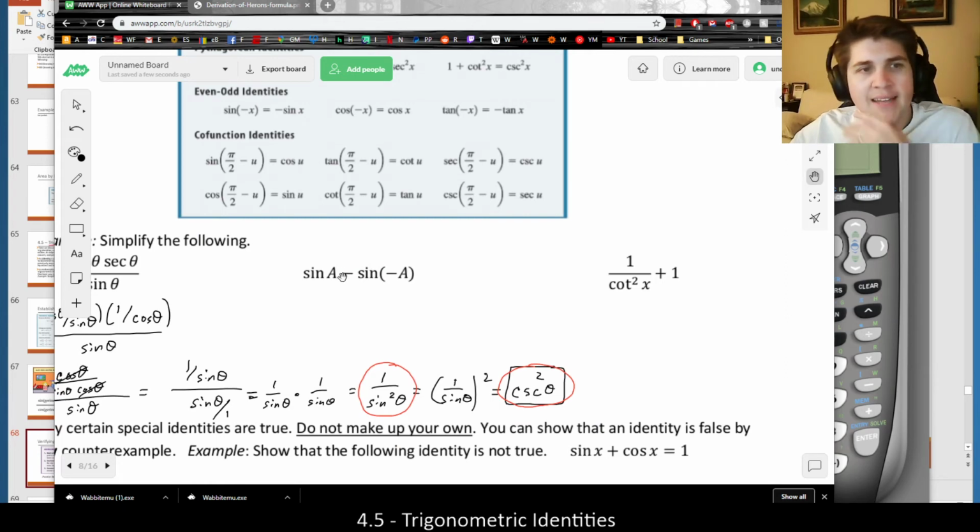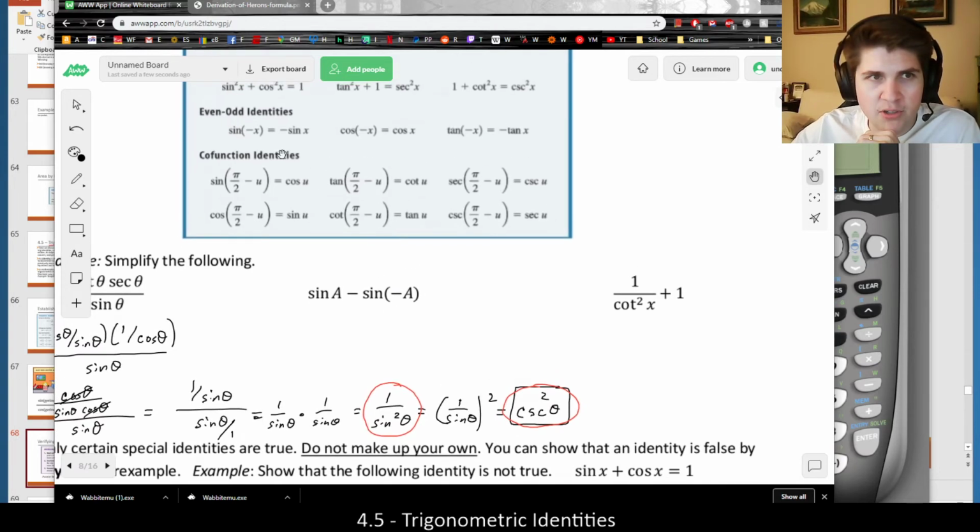So say, for example, I had sine A minus sine of negative A. Well, anytime you see a negative within a trigonometric function, that's where I would naturally go to the even odd identities, because those basically tell me, well, what happens if I have a negative? What will become of that? And in the case of sine, sine of negative x is always equal to negative sine x. Or another way you could think about that, the negative within a sine can pass through the sine.